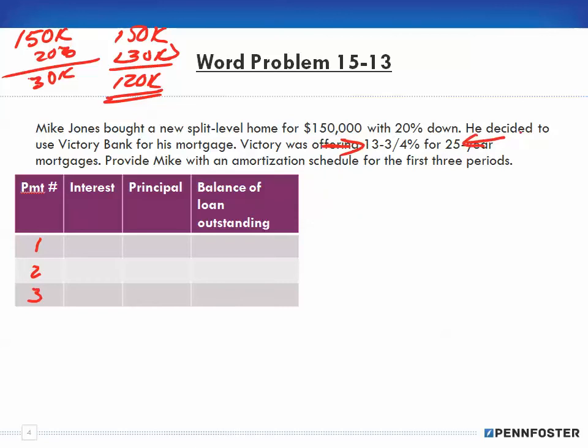Now remember, the 25 years times 12 ends up being 120 monthly payments. Why are we doing that? Because we're going to figure out what our monthly payment is and then multiply it by the 120 to know how much is being paid during that period of time. So as part of this amortization schedule, the first thing we need to do is figure out what our monthly payment is.